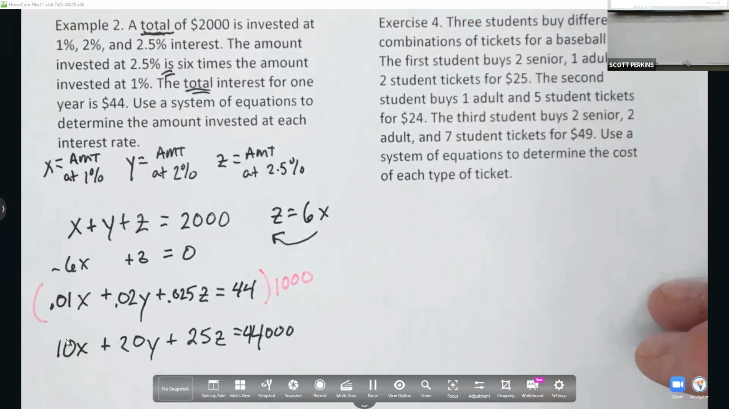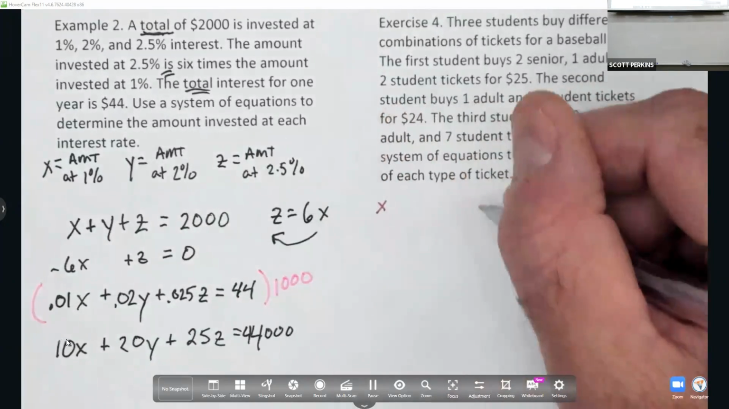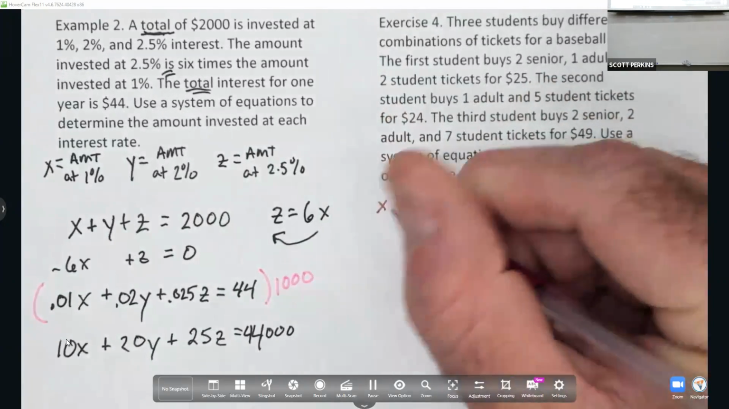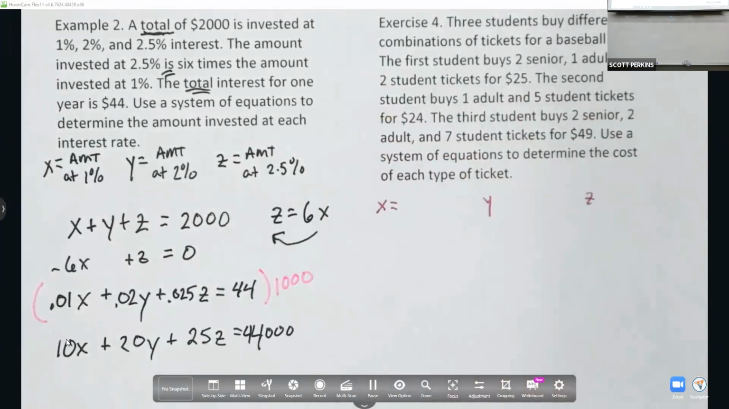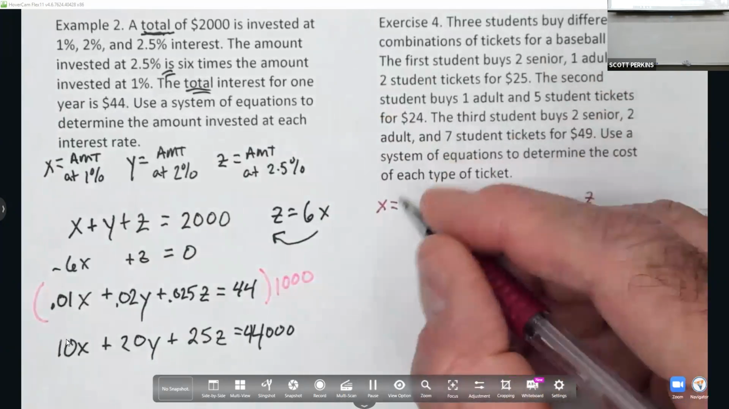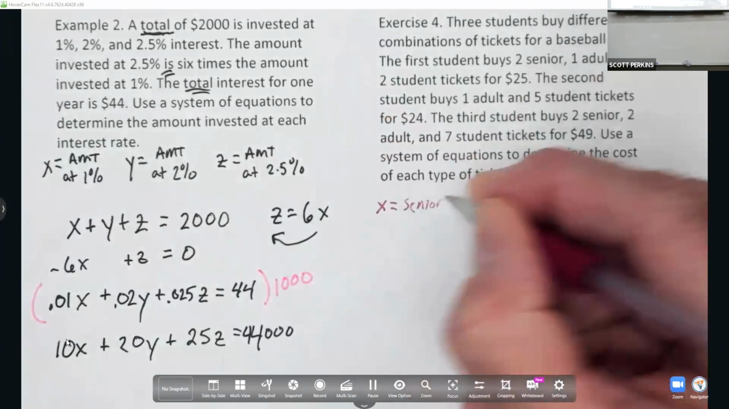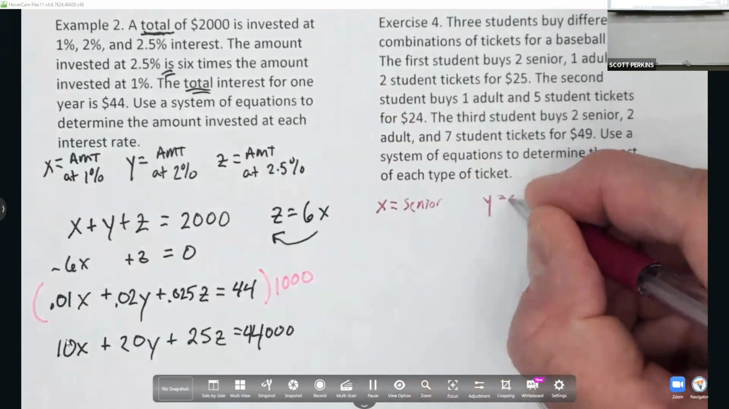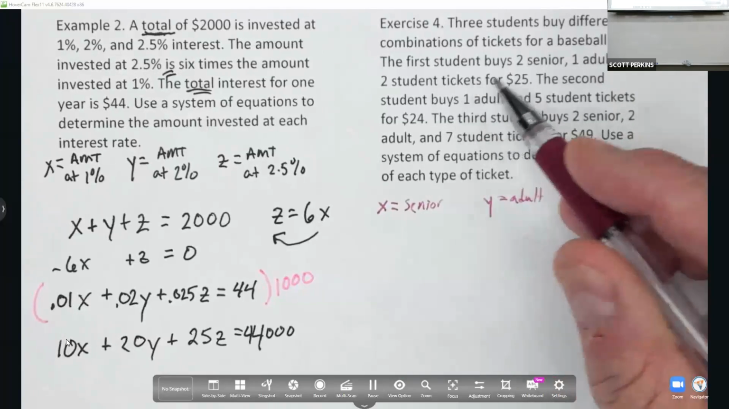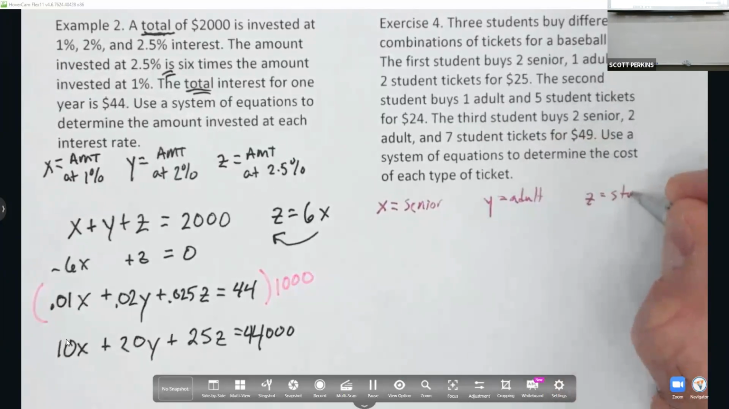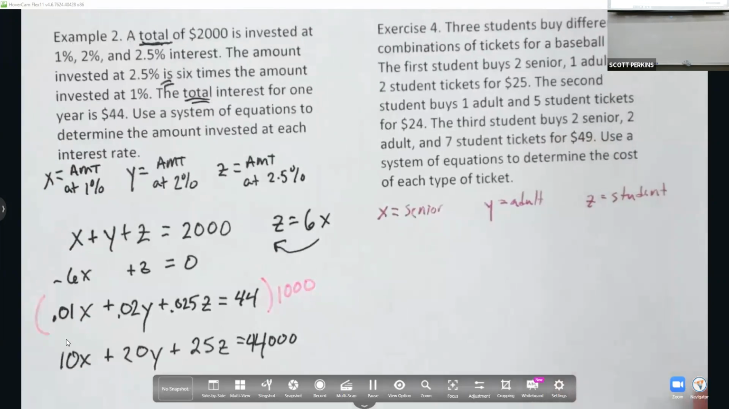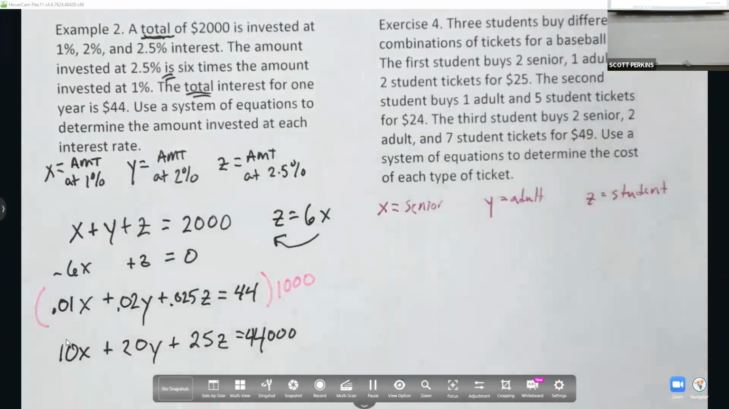So again, first thing I want to do is define the variables. I probably should have said what letters to use, so I hope this doesn't cause confusion. I'm an XYZ kind of guy, so I'm just going to do that. And I'm just going to go in the order that the tickets are presented. So the first student buys 2 senior, so I'm going to let the X be senior. The Y is going to be adult. And then the Z is going to be student. Again, that does not matter. Whatever letter you use to represent senior, adult, and student, just check your equation. The letter does not matter.